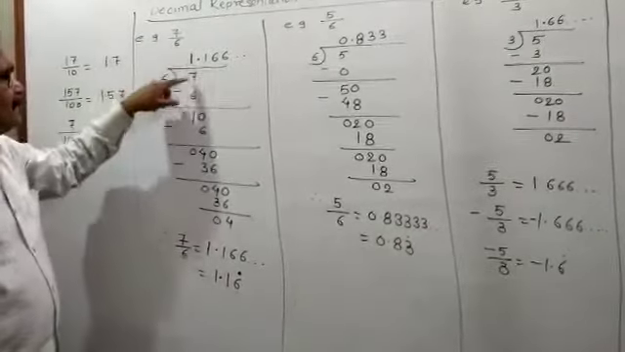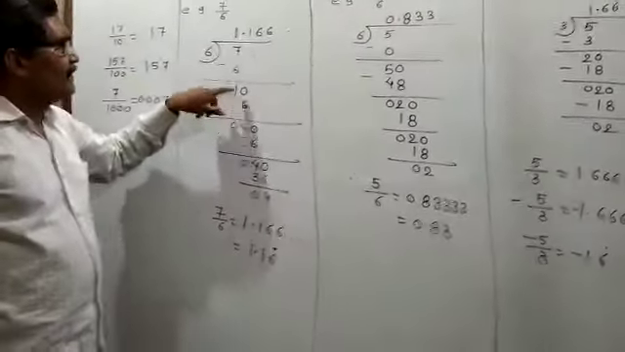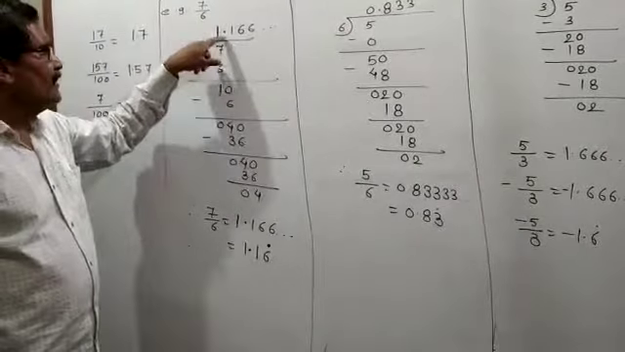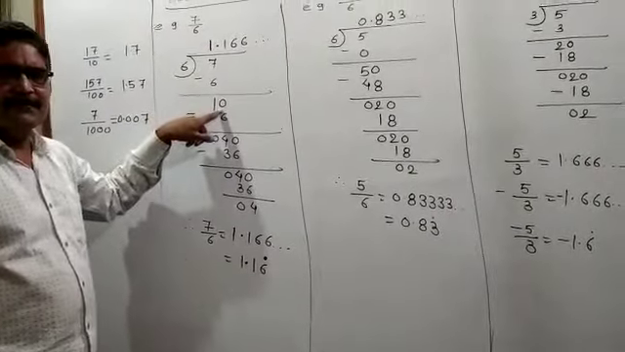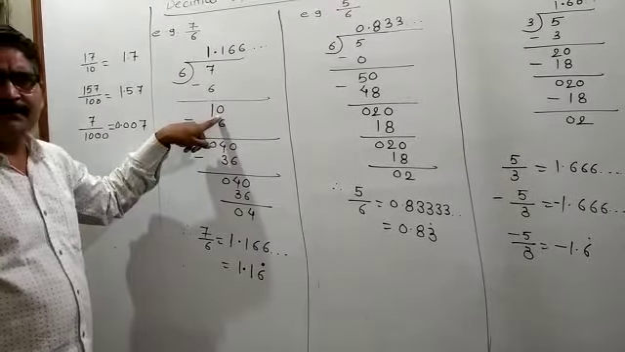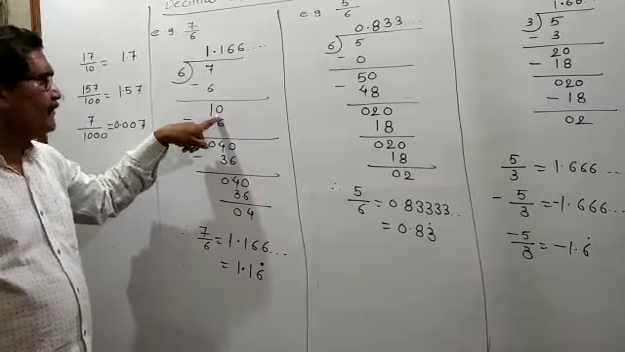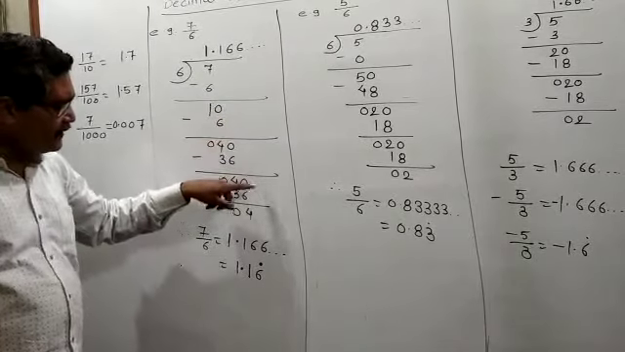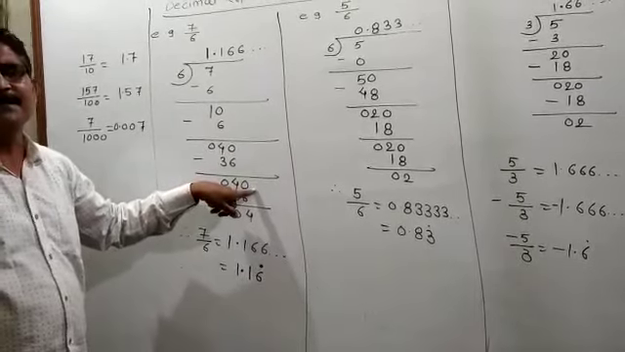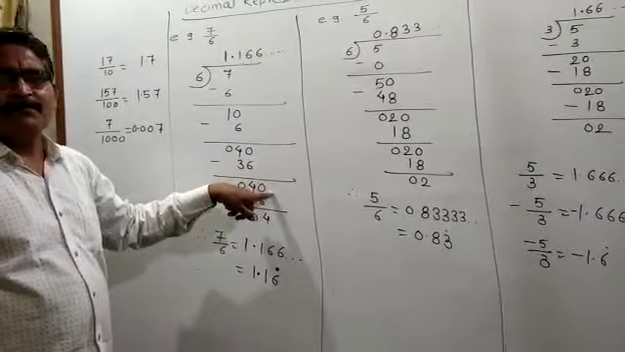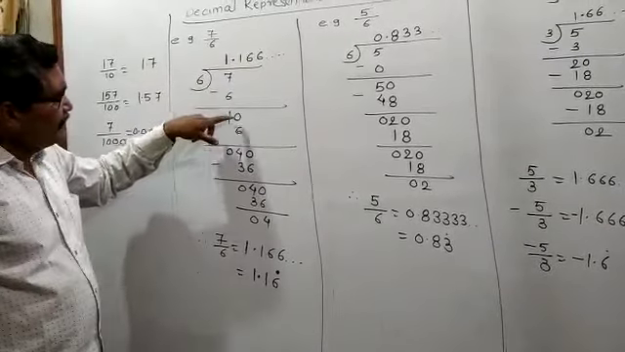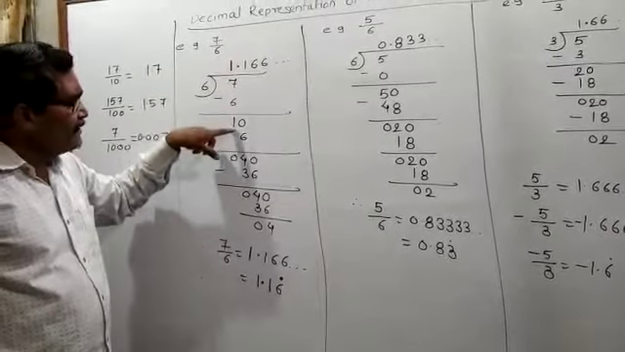So 6 1s are 6, 7 minus 6 is equal to 1. No number is there to come downside, so you have to give the decimal point. At that time 0 will come here. For each and every step of the division 0 will come, after subtraction, once you give the decimal point.